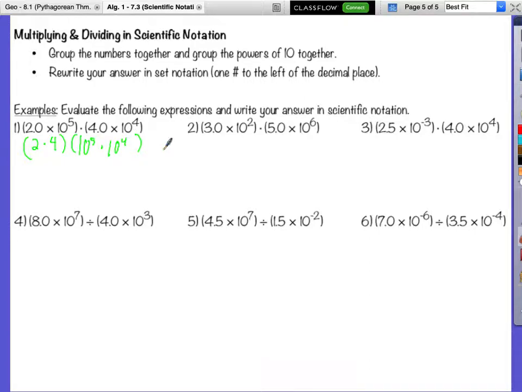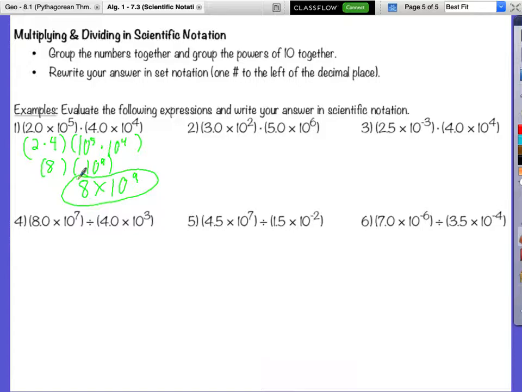And now we're going to do these problems. We regroup it into our normal numbers in one parenthesis, and our powers of 10 in the other parenthesis. What is 2 times 4? And 10 to the 5th times 10 to the 4th: what do we do if we have the same base for multiplying? Add the exponents. So it's 10 to the 9th. So what do we have here? 8 times 10 to the 9th. How can we write that in scientific notation? Just write 8 times 10 to the 9th. Does that look more like scientific notation now? Yeah.